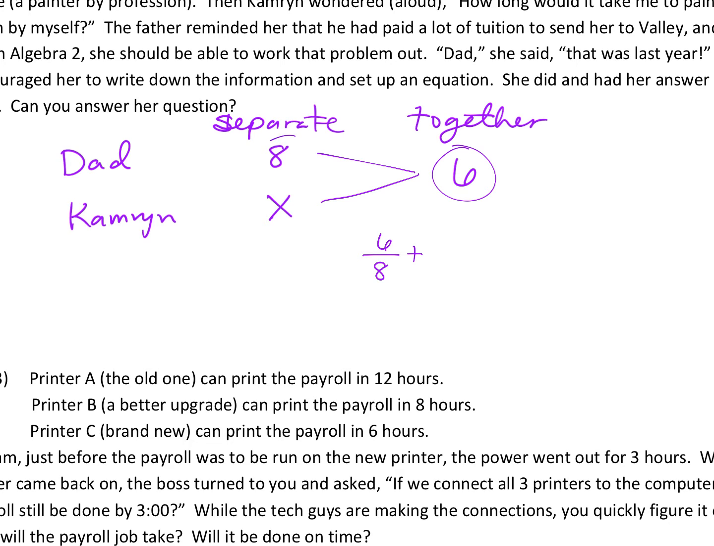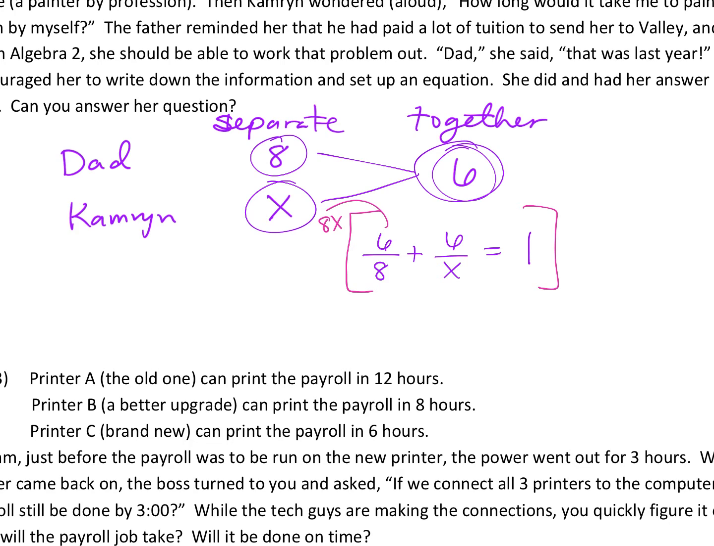Yeah, together over separate, right? 6 over 8 plus together over separate, 6 over x equals 1 complete job. Okay? I saw a lot of that, so good job. What did you multiply by? 8x. Your least common denominator is 8x. So you get 48x plus 48x, over 8 and over x equals 8x.